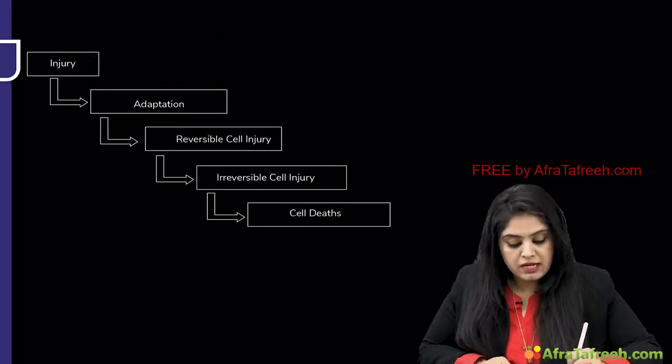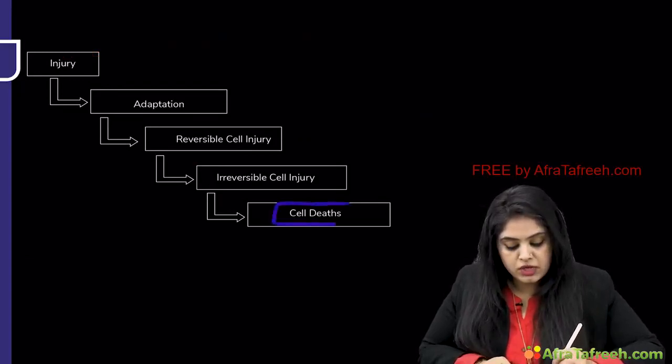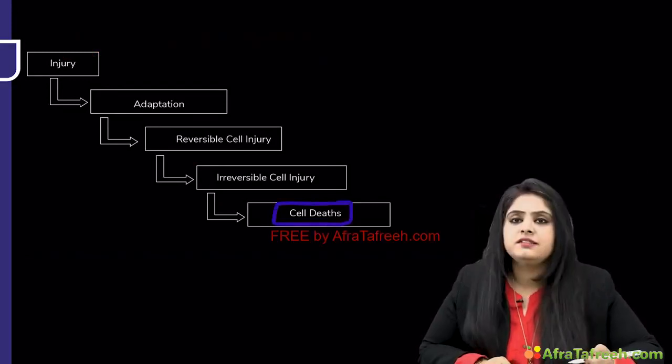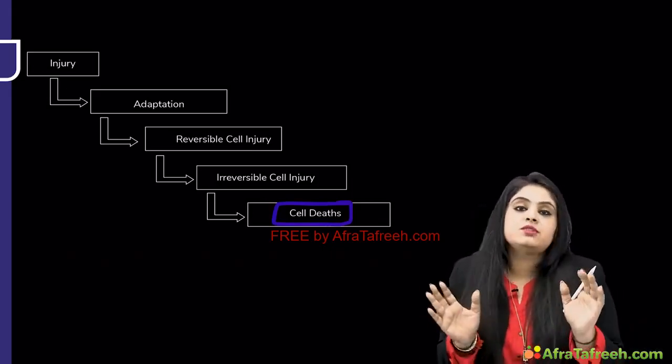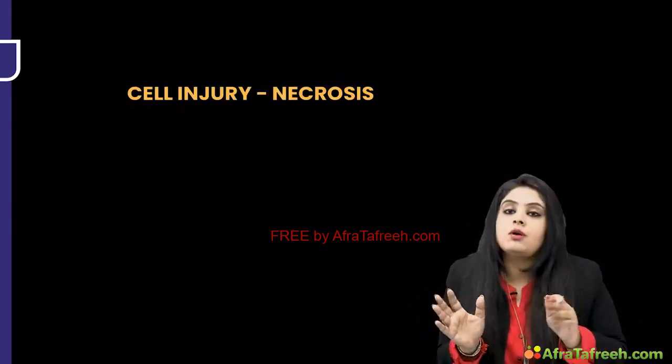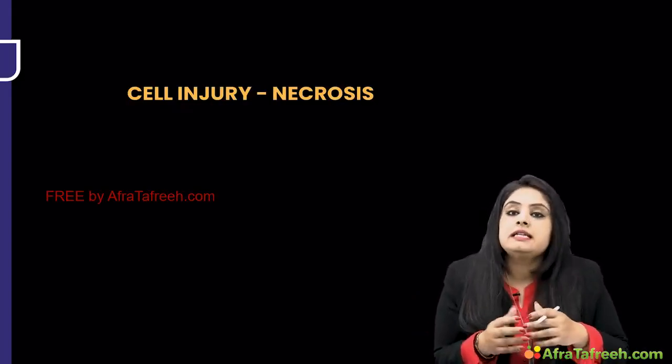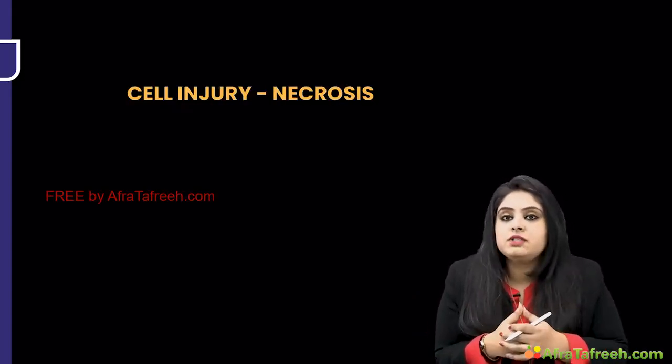Now we move on to the last part of this particular flow chart, and that is going to be the cell deaths. Now remember, cell deaths are everyone's favorite: necrosis, apoptosis. So first we'll go to the cell deaths which everyone knows. We'll start off with the most common cell death, that is necrosis. Then gradually we'll move ahead and we'll talk about the new cell deaths and necroptosis and all of those. So let's start with necrosis.